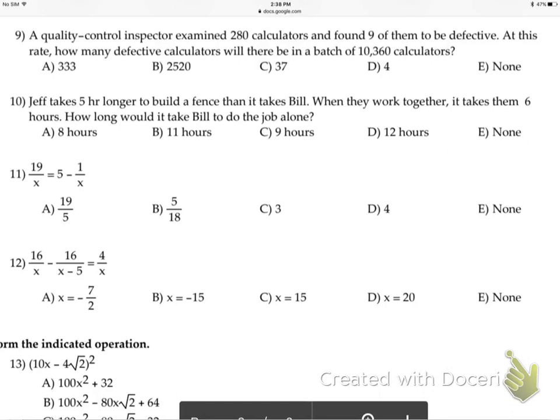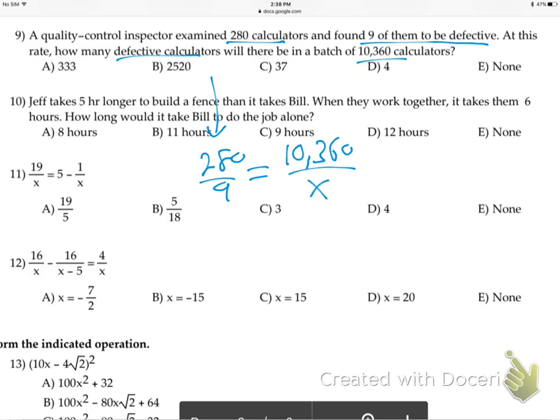Okay, quality control. 280 calculators, 9 of them bad. How many bad in 10,360 calculators? All right. Do you know that's just two equal fractions, isn't it? Called proportion, ratio, whatever you want to call it. That's just two equal fractions. That makes sense? So you just put 280 over 9. Let me write that a little better. Bring it down here. 280 over 9 is 10,360 over x. And then just cross multiply.